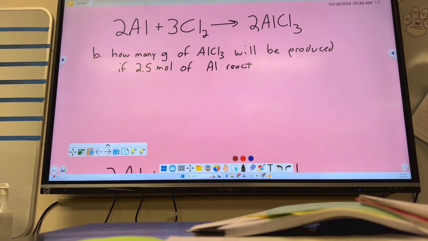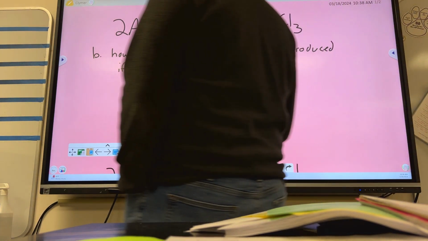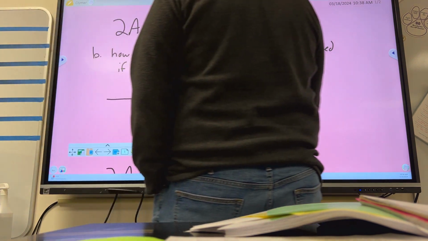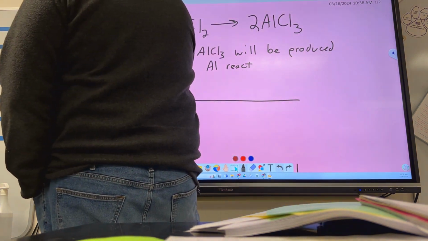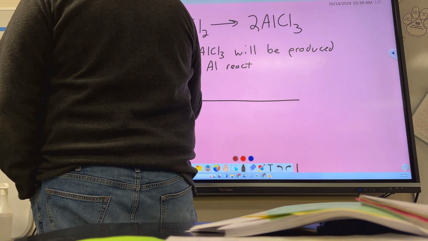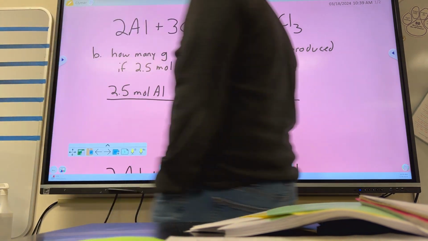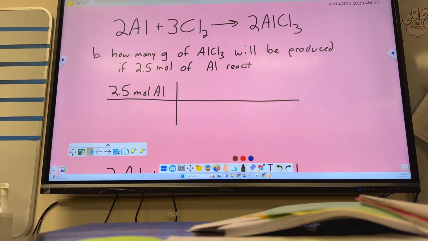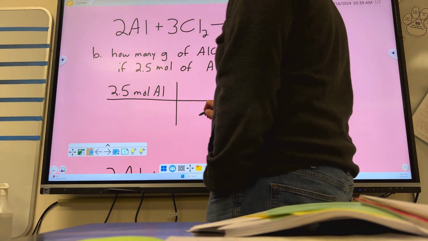That looks right to me. So now our mole ratio is correct should we need it in this problem. So let's get a T-chart started. Let's put on the line what we're given. What can we immediately copy down without even thinking about it? Moles of Al.